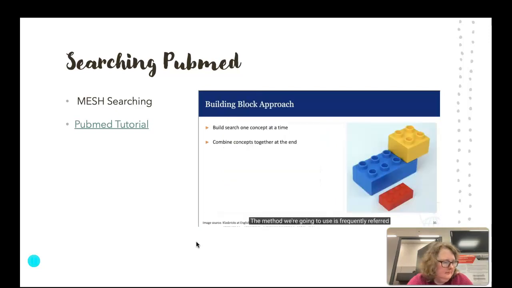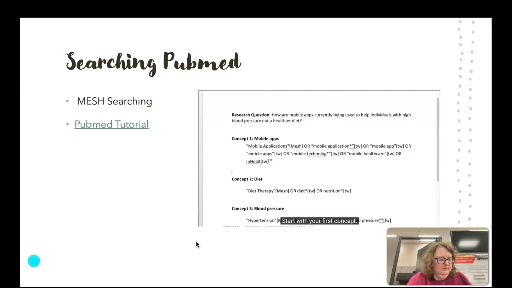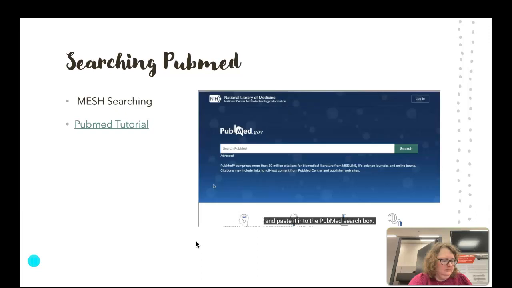The method we're going to use is frequently referred to as the building block approach. That is, we'll build the search one block or concept at a time and then connect these pieces together at the end to see our final list of results. Start with your first concept. In our case, I'll copy the search for mobile applications and paste it into the PubMed search box.